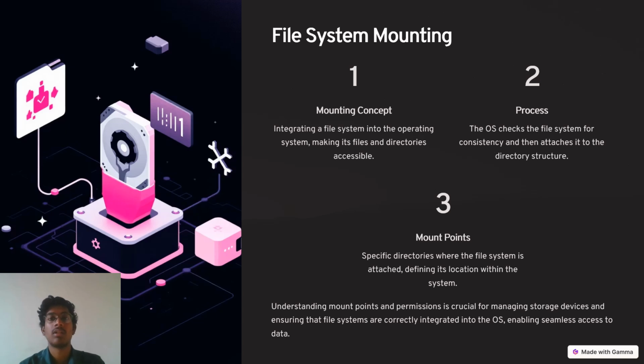File system mounting: concepts, process, and mount points. These are three steps. Mounting concepts: integrating a file system into an operating system, making its files and directories accessible. Process: the OS checks the file system for consistency and then attaches it to the directory structure. Mount points: specific directories where the file system is attached, defining its location within the system. Understanding mount points and permissions is crucial for managing the data and ensuring that file systems are correctly integrated into the OS.